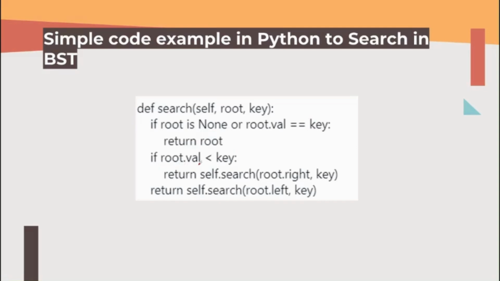If the value present at the root is less than the key, then it checks the right side of the tree, by calling search on root dot right comma key, else it returns the left side. That means if the root dot value is greater than the key, it will search the left side. In a BST, each and every process takes place in a recursive manner. So this is how we write it.